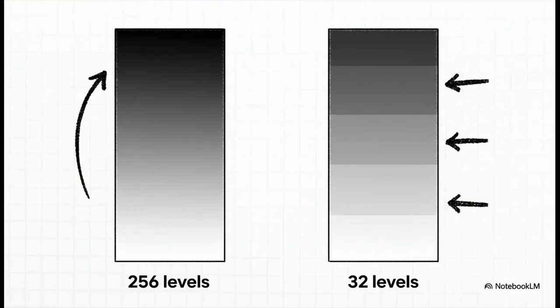So why does any of this matter? I mean, who cares, right? Well, just look at this comparison. On the left, you've got a nice, smooth gradient with 256 levels of gray. On the right, with only 32 levels, you can see these ugly, distinct bands where the shades just abruptly change. That effect is called banding, and it's what happens when you just don't have enough intensity resolution.